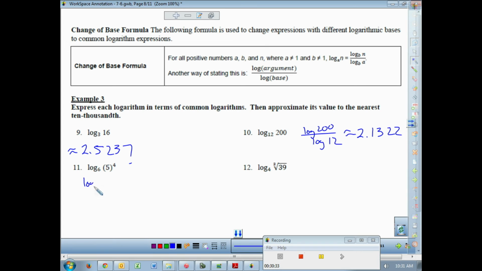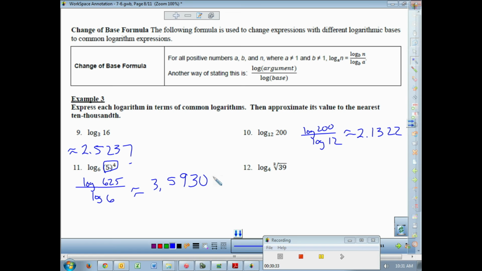Exact answer is log of 5 to the 4th. If you want to punch that in first, you can. What is 5 to the 4th power? So log of 625 over log of 6. That's what I want you to have. And then tell me what that is approximately. It's about 3.5930. Nice.